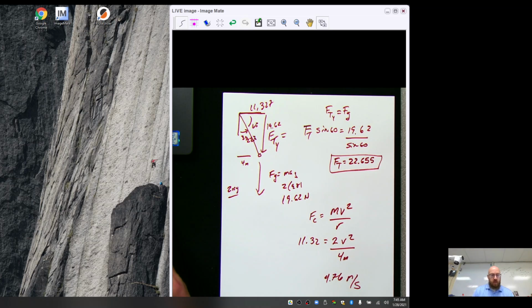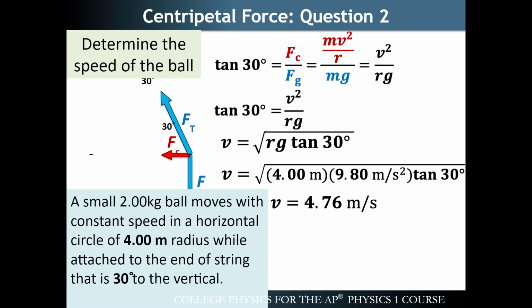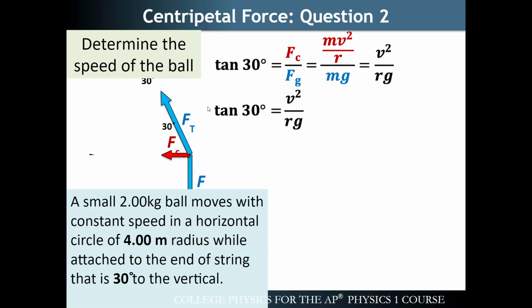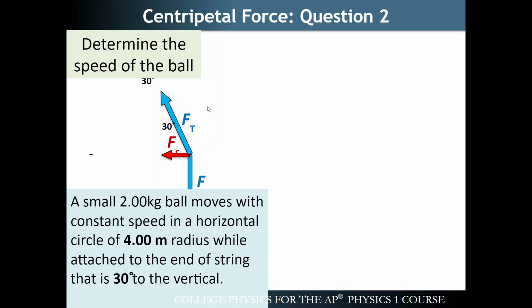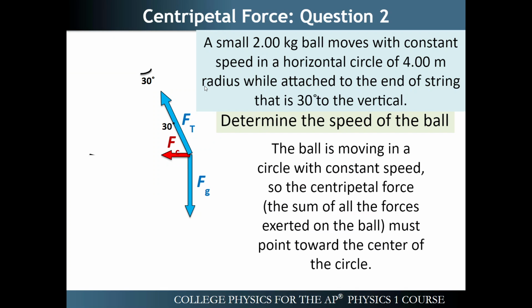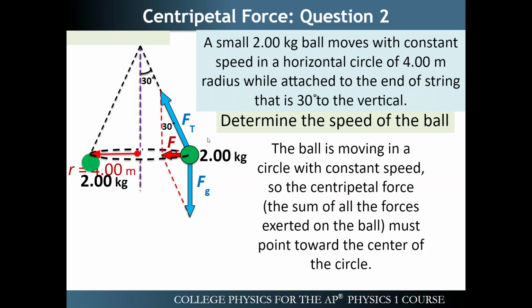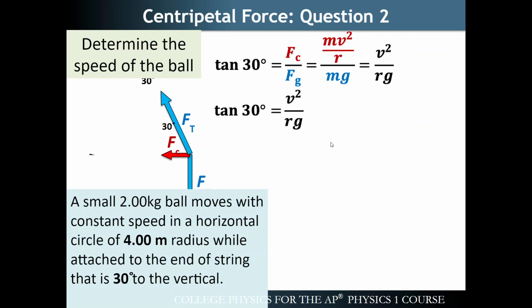Okay? Jump back over here real quick. This is the book's version, and I don't like it because I don't use tangent much. For some folks who love geometry, this will be like, oh, that makes so much sense. So again, we have the ball swinging. Our radius is 4 meters. F of G. This is where I do not like it. They jump straight into an equation where they say tangent of 30 is equal to F of C over F of G.